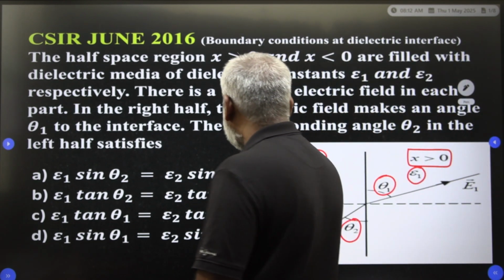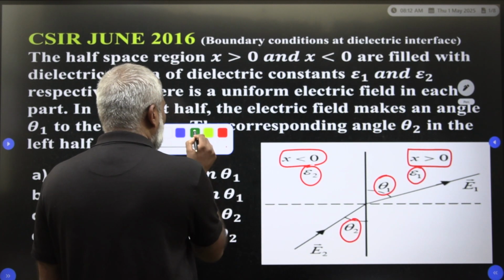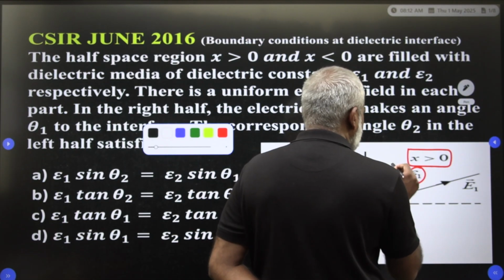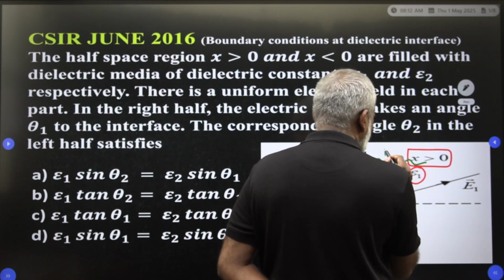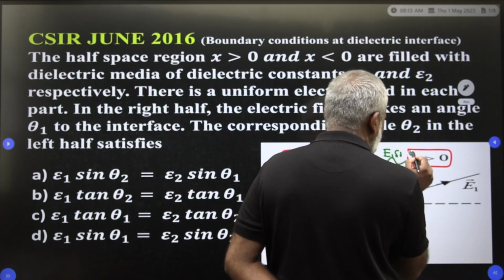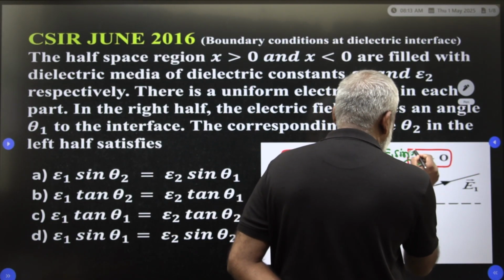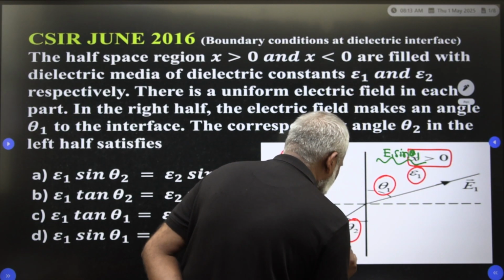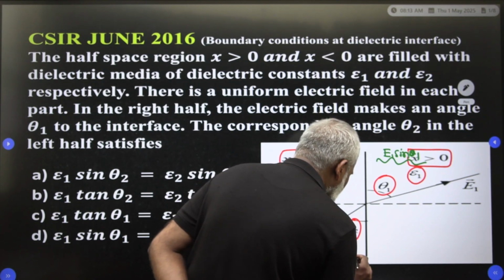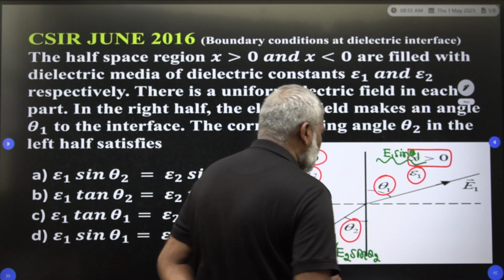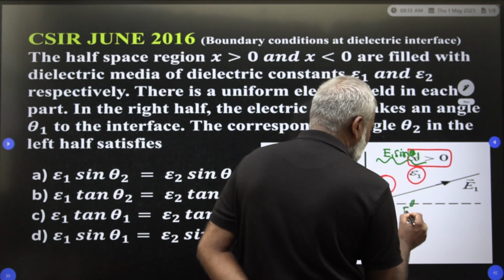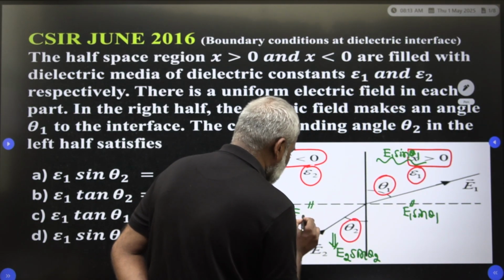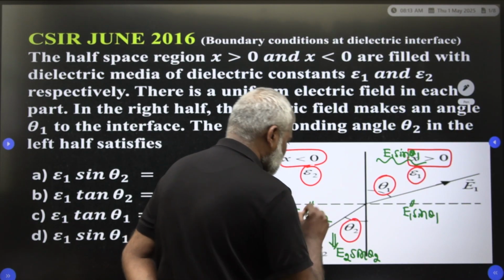First you have to see that the electric field is a vector, and it resolves into two components. One is the vertical component. This vertical component is E1 sin theta 1, right? In the same way, on the other side, the vertical component is E2 sin theta 2. So these are the vertical components.